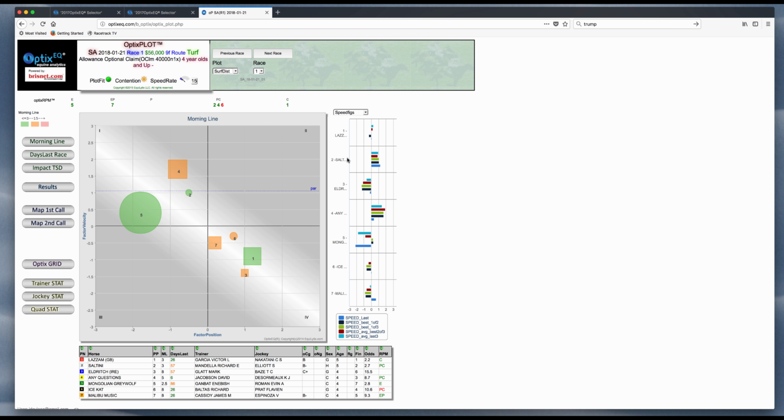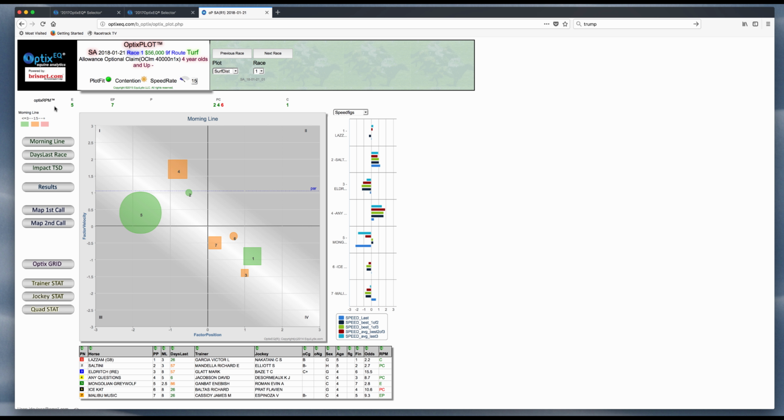I want to talk about run styles, preferred run styles, and how they match to the Optix plot for today. I'm going to look at a race that happened over the weekend, I think it was Sunday at Santa Anita, race one, a 9 furlong race on the turf. I'm not going to get into the form. I just want to look at plots and how you match the way the horse likes to run to the plot and see if it's a good fit or not.